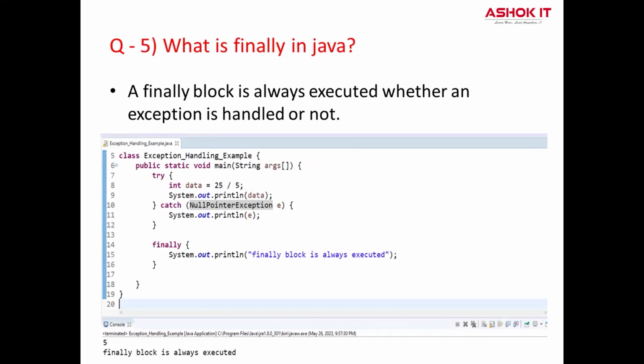But finally is useful for more than just exception handling. It allows the programmer to avoid having cleanup code accidentally bypassed by a return, continue, or break statement. The finally block may not execute if the JVM exits while the try or catch code is being executed. If you observe in this program, the finally block is always executed, whether that exception occurred or not.